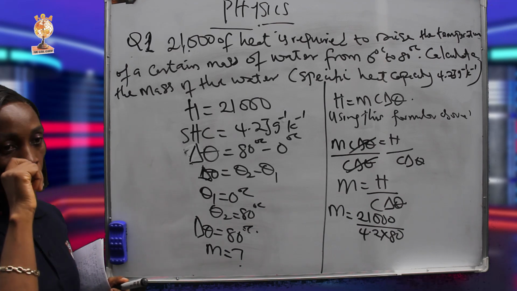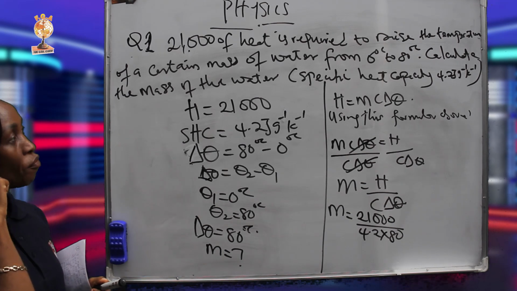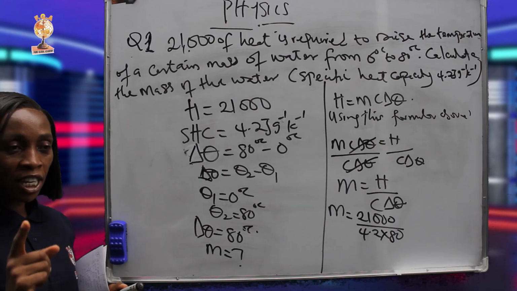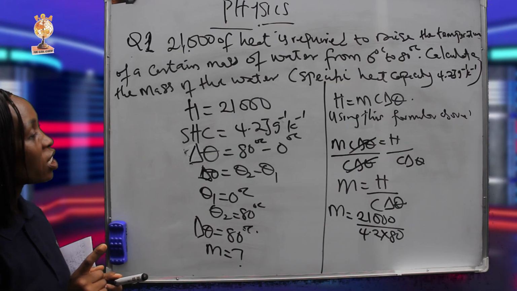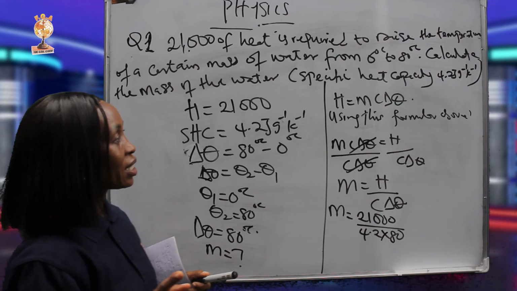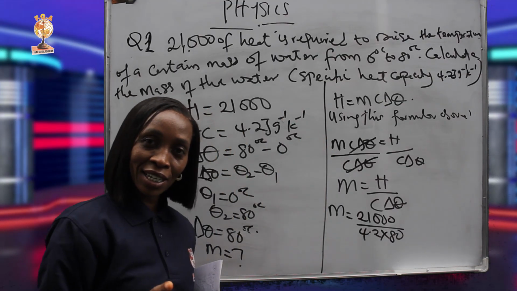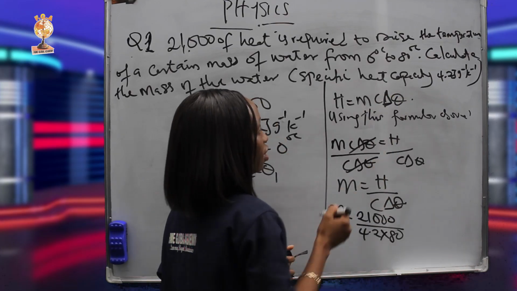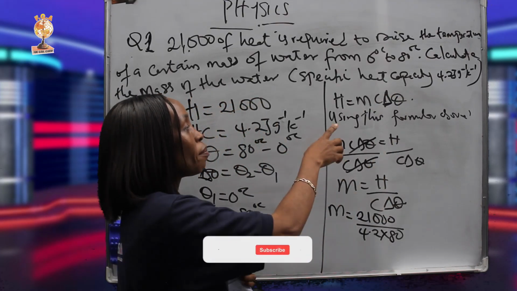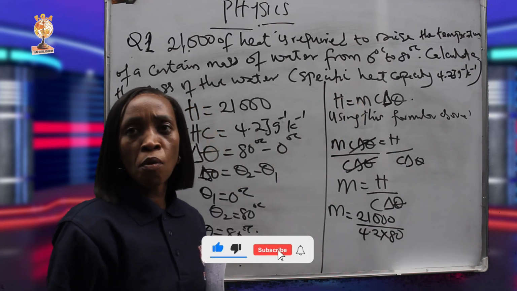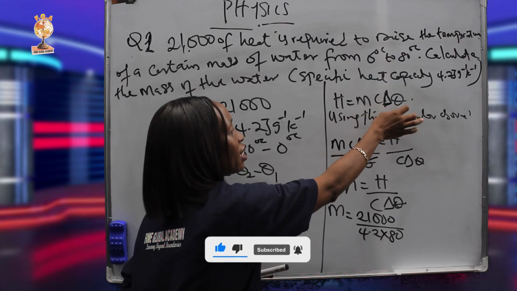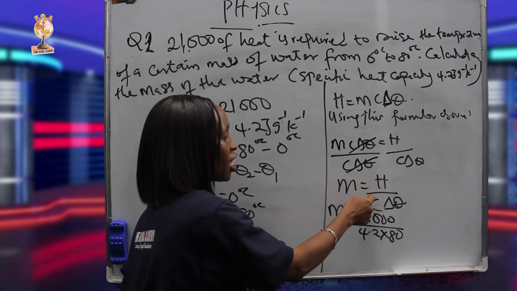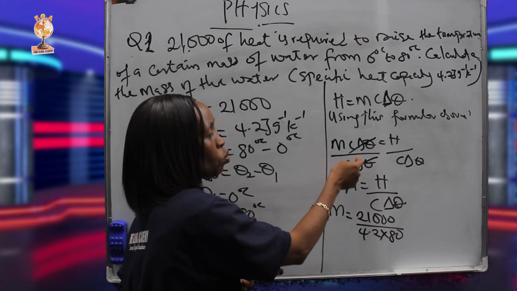I come again. You are asked to find the mass of the water, given the specific heat capacity of water as 4.2. The first thing to do is: what is the formula for heat capacity? The formula for heat capacity is H is equal to mc delta theta. Delta is change in temperature. Now, using the formula above, I want to make M the subject of the formula. What do I do? I divide both sides by c delta theta so that M can stand on its own. If I do that, I have M is equal to H over c delta theta. This will definitely cancel this.